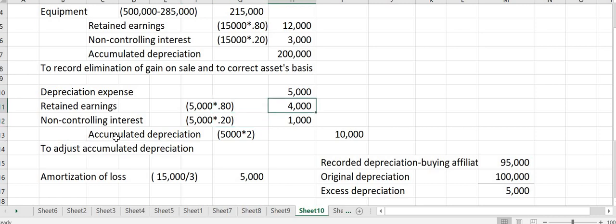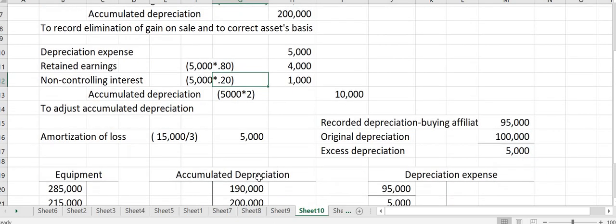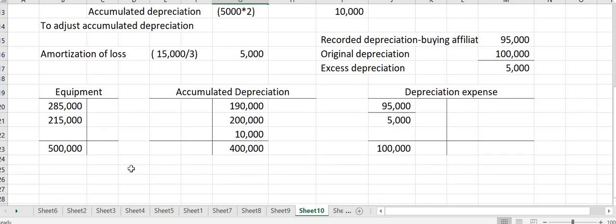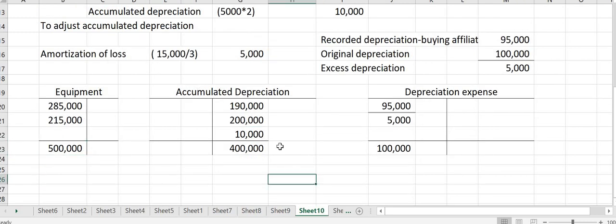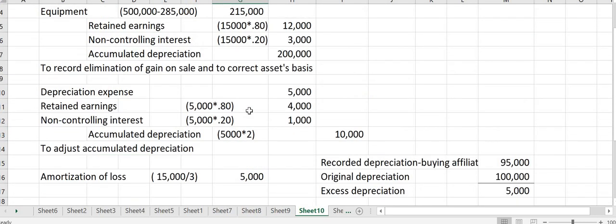For 4,000 and 1,000: 5,000 times 80%, then 5,000 times 20%. Kasi, di ba, every year, 5,000 yung excess depreciation. Okay? So, then the balances, no? Yung equipment natin, we have 500,000, is actually the same with the 500,000 dapat sa consolidated balances. Yung accumulated depreciation natin, may beginning balance din ng 190,000, di ba?